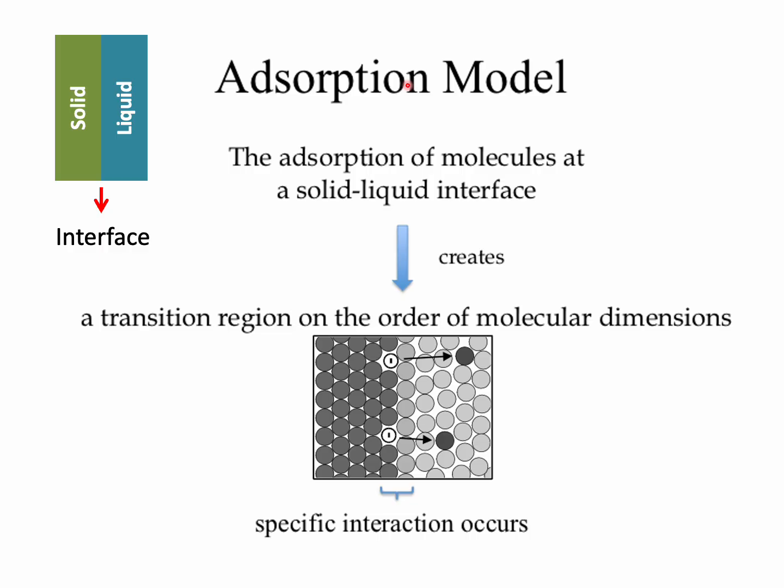Okay, to make this easier to understand, you can think of the surface as a sticky wall and the molecules in the liquid as small balls. When these balls come close to the wall, some of them will stick to it. This sticking occurs only at the surface and not within the bulk of the material.